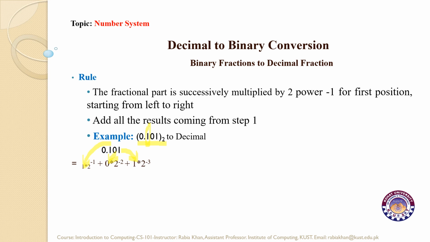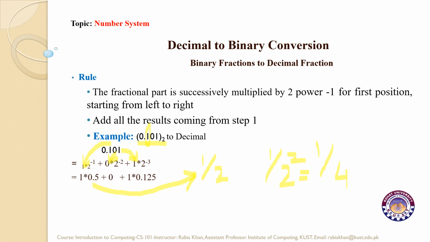So after performing this calculation, the result is this. 2 raised to power -1 means 1 by 2. So 1 by 2 is actually 0.5. And 2 raised to power -2 is actually 1 by 2 raised to power 2, that is equal to 1 by 4. So 1 by 4 is multiplied with 0 and the result is ultimately 0.